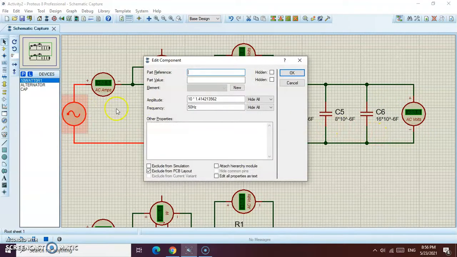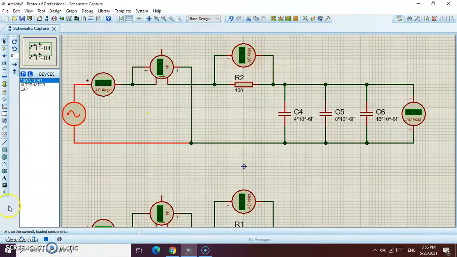Okay, and now we need to set the AC power supply. Since the table given is in VRMS, we need to multiply by the square root of 2 to get back the VP. So we need to multiply 10 by the square root of 2, which is this number, 1.414213562, and we set the frequency to 50 hertz. After that we can start to simulate.